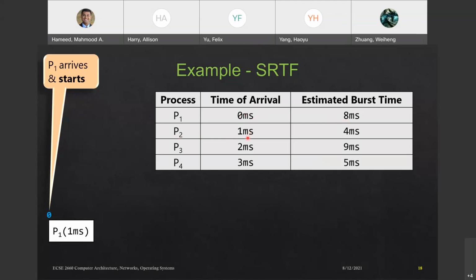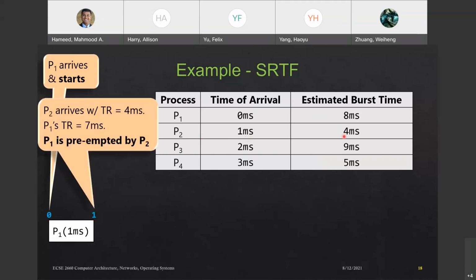Process 2 came in at 1 millisecond. It has 4 milliseconds left. So at 1 millisecond, process 2 arrives with a time remaining of 4 milliseconds. Process 1 is 7 milliseconds. Process 1 will be preempted by P2. Next. You guys good so far? Next. P2 preempts P1. It gets the CPU resource, and you start making progress on process 2.